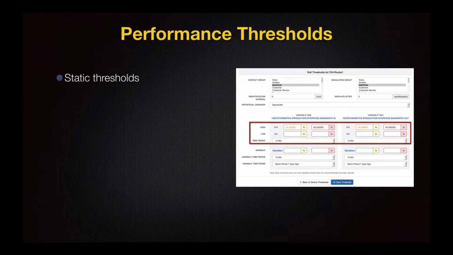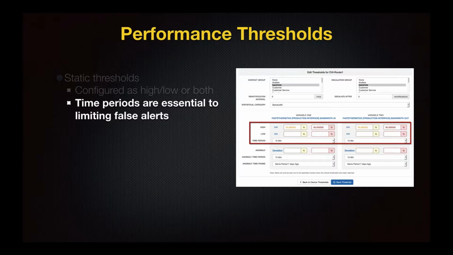Alarms based on performance are based, as I mentioned, on thresholds. So thresholds can be static. This is like a standard high water mark or low water mark or even both. And these are looked at across that time period. So when you see the edit screen for a threshold, you'll always see that time period indicator. And time period tells us how long to average the data across before comparing it to those values.